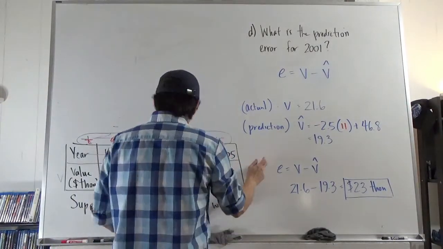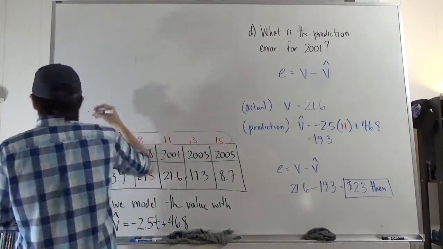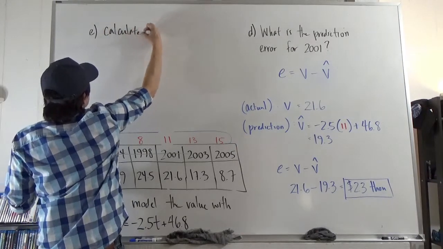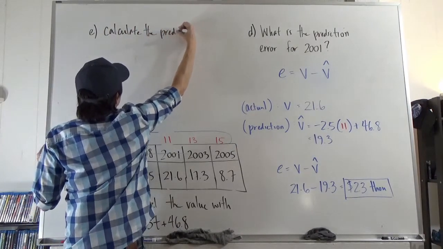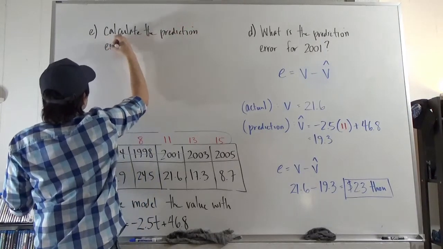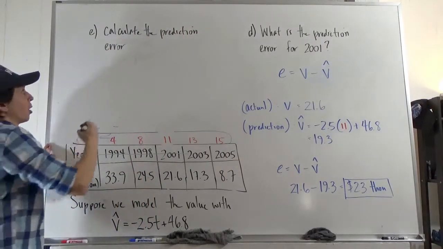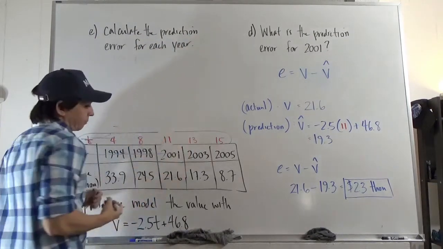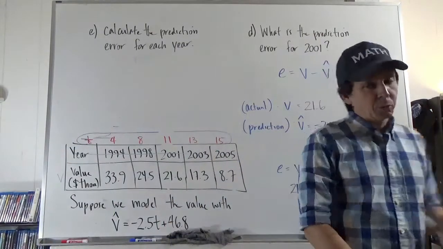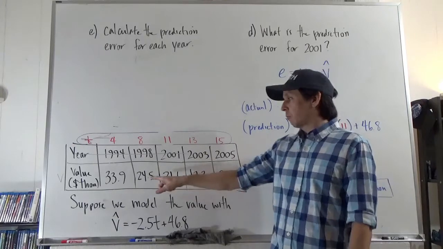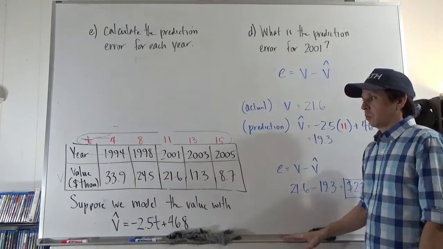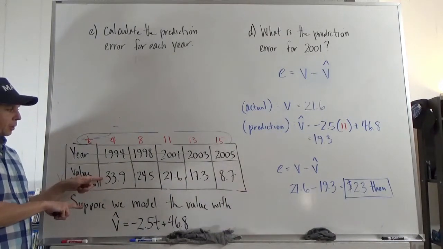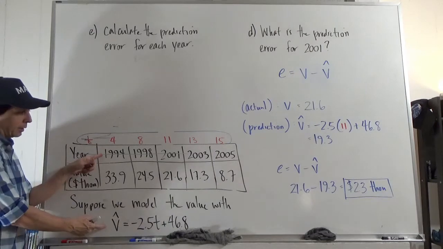Okay, so now that we've gotten familiar with the concept of prediction errors, I want you to calculate the prediction error for each year. So for every single data point. We just did this one, but you have 4 others to do. What are we going to do? We're going to grab this value for V. We're going to use this T and plug it into the V hat formula right here and then subtract.